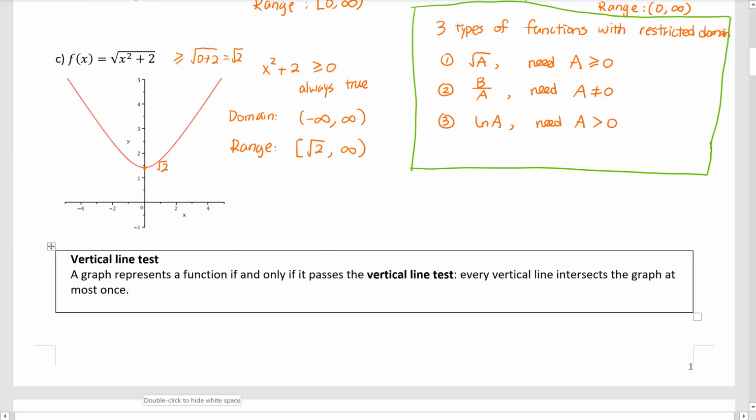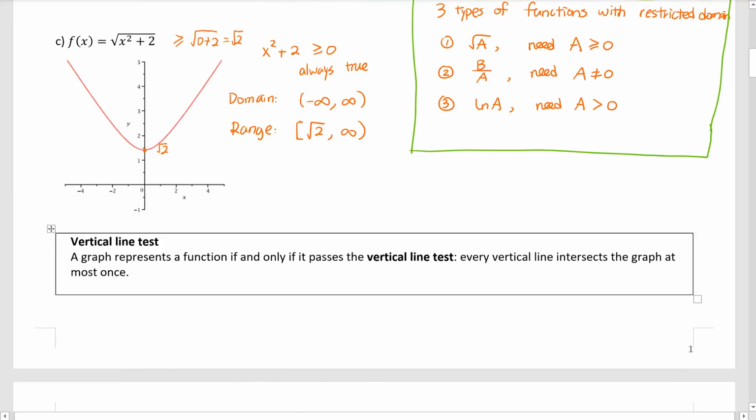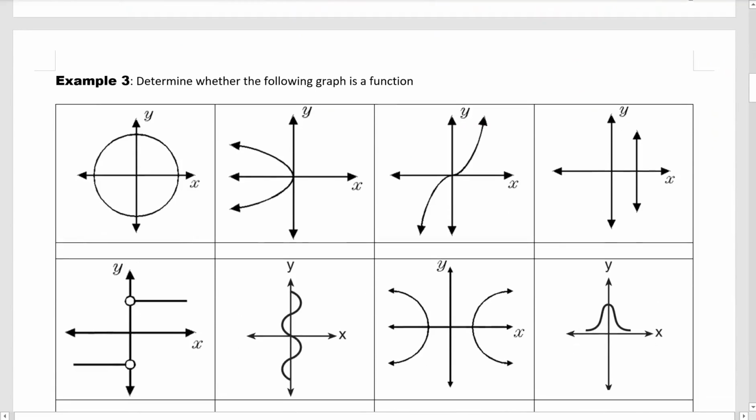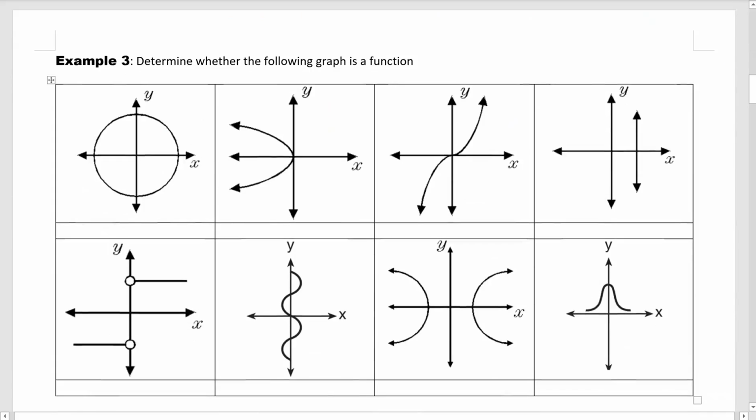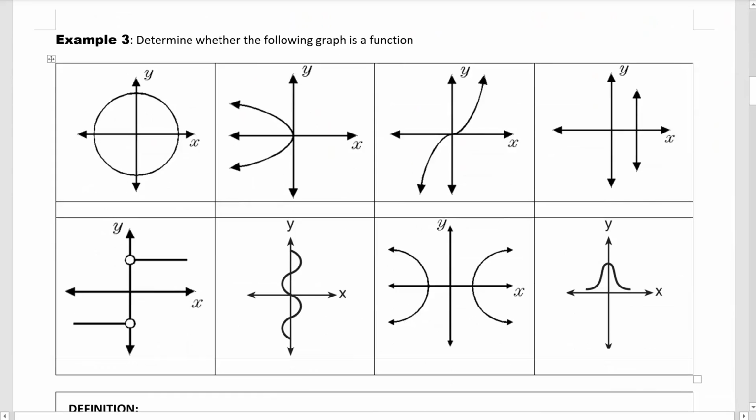A graph represents a function if and only if it passes the vertical line test. Every vertical line intersects the graph at most once. Okay. So, example 3, determine whether the following graphs are functions. So we want to check whether it passes the vertical line test. For all the vertical lines, it can only cross the graph at most once. It can cross it 0 times or 1 time, but it cannot cross more than 1 time. So let's look at the first one.